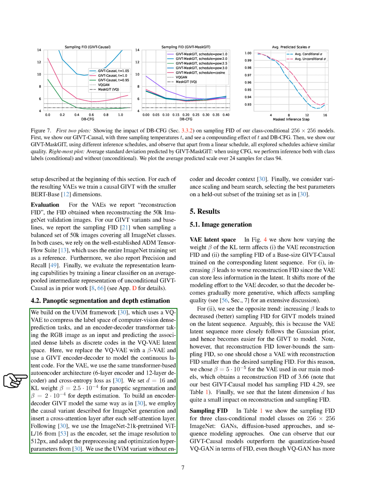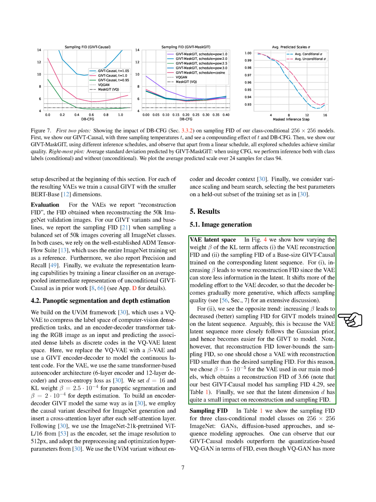To build an encoder-decoder GIVT model, we use the causal variant described for ImageNet generation and insert a cross-attention layer after each self-attention layer. We use the ImageNet 21K pre-trained ViT-L16 as the encoder, set the image resolution to 512px, and adopt the preprocessing and optimization hyperparameters from previous works.